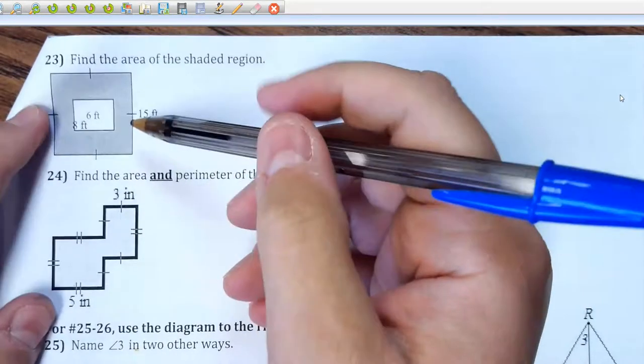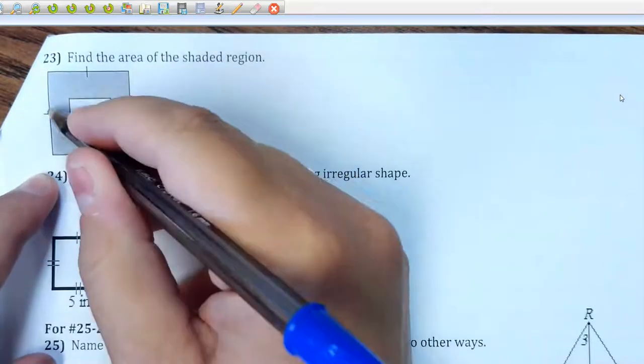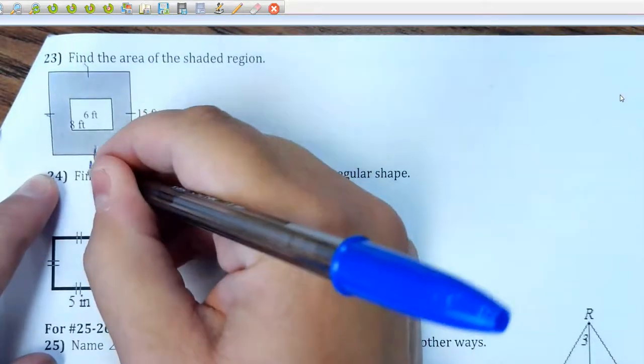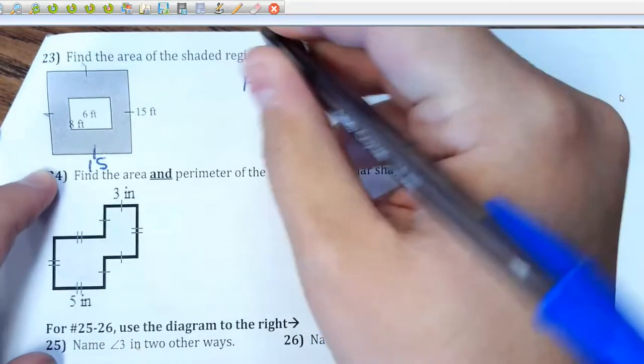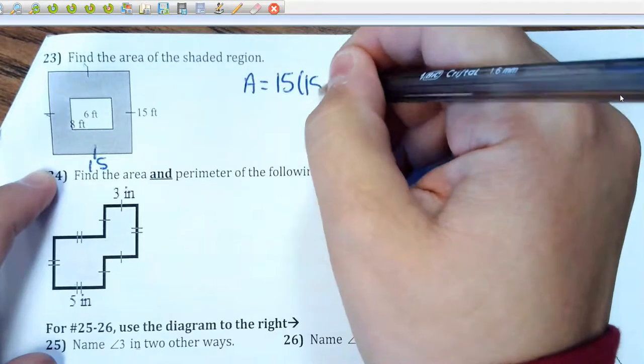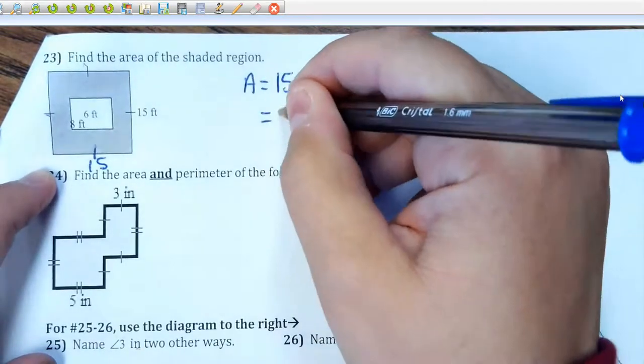All right, for number 23, area of the shaded region. So it looks like all the sides are marked the same around the outside of this figure. So this is going to be a square. What I'm going to do is take the area of the whole thing, which is length times width or base times height, 15 times 15, which is 225.